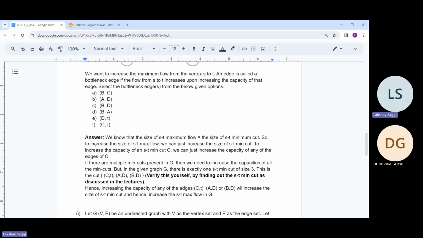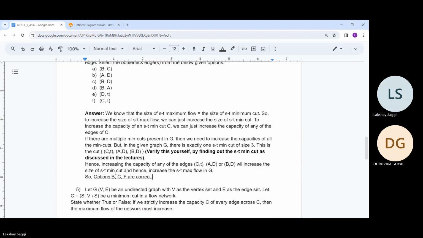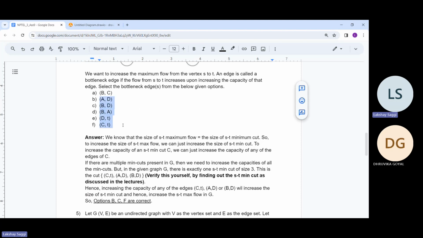So what's the correct answer? So options B, C, and F are correct. So I hope what I was trying to say is clear. If it is not, maybe you can, Dhruvika, you can ask me via chat and I'll try to explain it a bit better also. But this is the high level idea. We get that options B, C, and F are correct here.